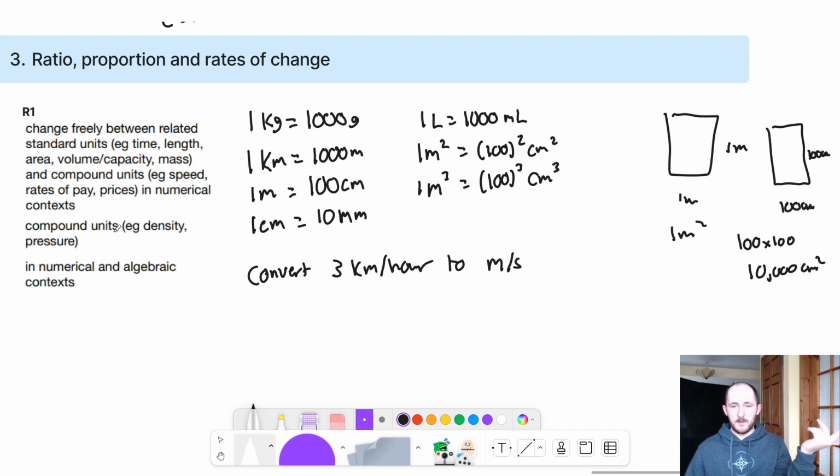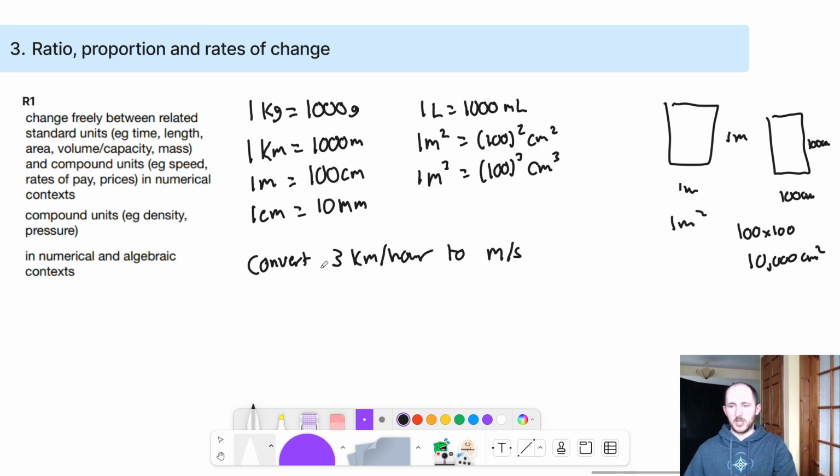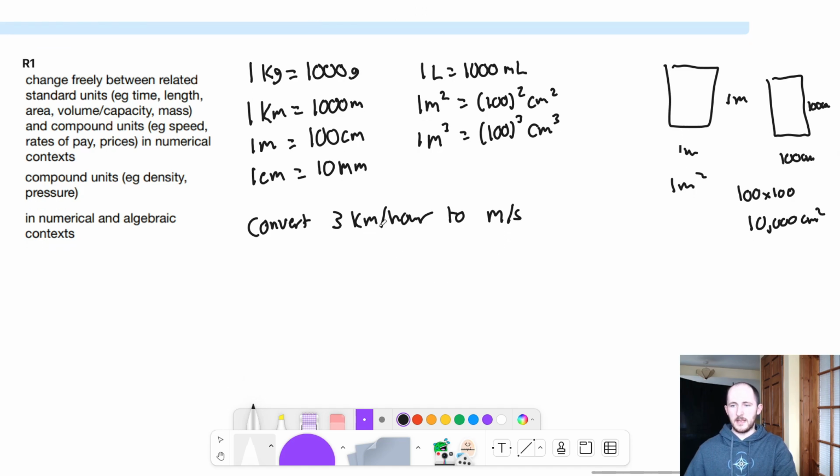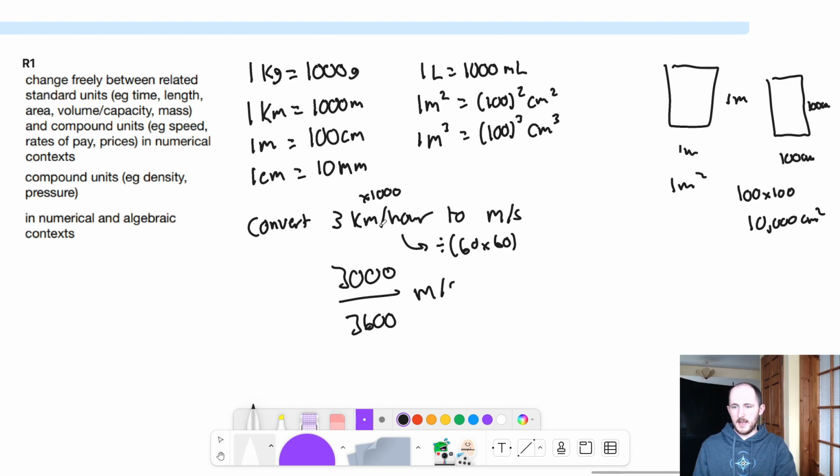The last thing you need to do is use compound units and be able to convert them. So changing kilometers per hour into meters per second. The way you do this is, since kilometers is on top, going from kilometers to meters, I'm timesing by 1,000. Now because hours is on the bottom, I'm going to be dividing. An hour into seconds: hours to minutes is 60, and minutes to seconds is another 60. So it would be 3,000 over 3,600 meters per second. And again, you can just work out what that is. It's 30 over 36, so 15 over 18, 5 over 6, meters per second.